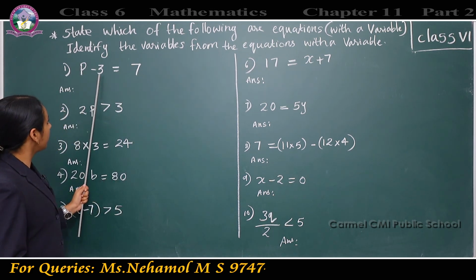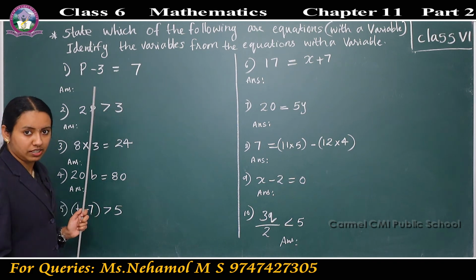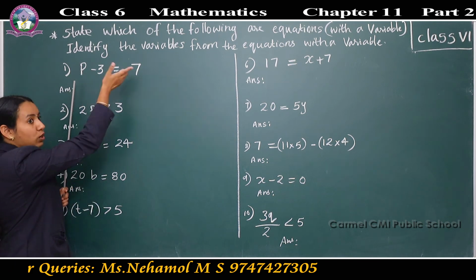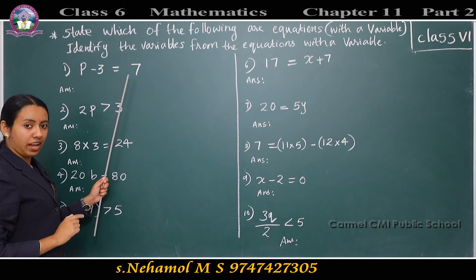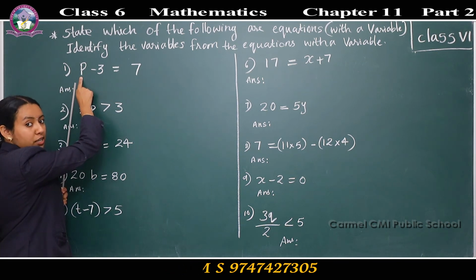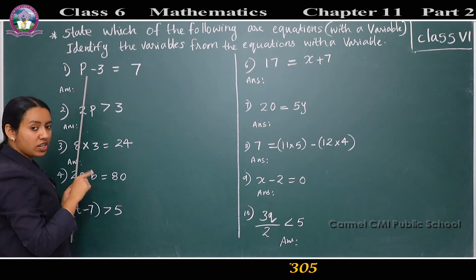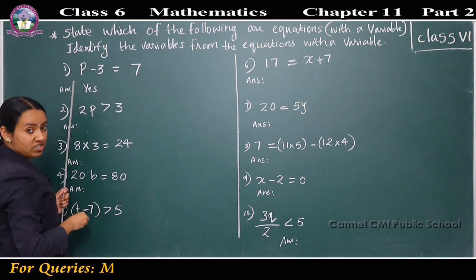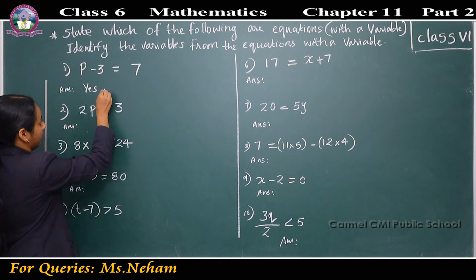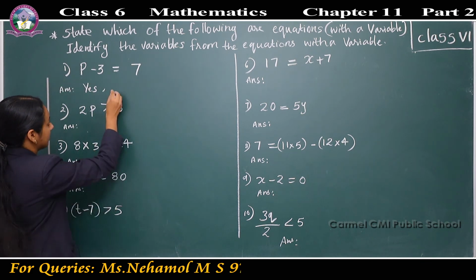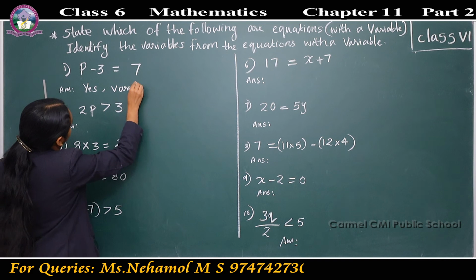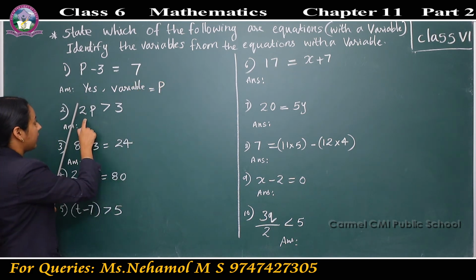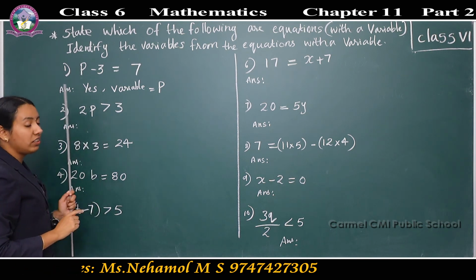First one, p minus 3 is equal to 7. Whether this one is an equation or not. This is of the form LHS equal to RHS. So, it is an equation. One variable is there, p. So our answer is yes, it is an equation with a variable. Which is the variable here? Variable is p.